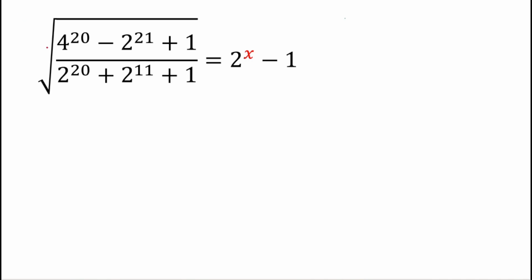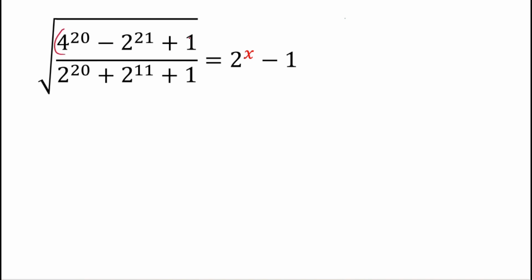Hello students, in this video we are going to solve the square root of (4^20 - 2^21 + 1) divided by (2^20 + 2^11 + 1), and this is equal to 2^x - 1. Here we will find out the value of x. First look carefully inside the square root.